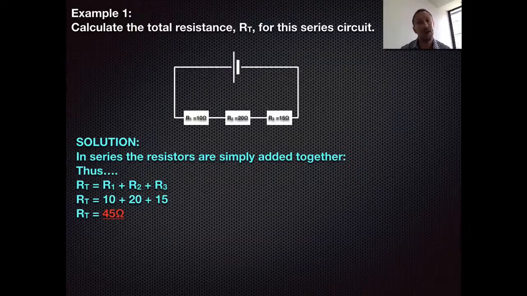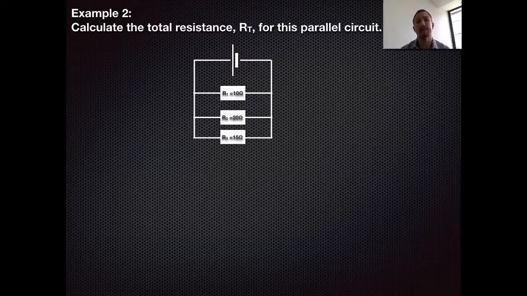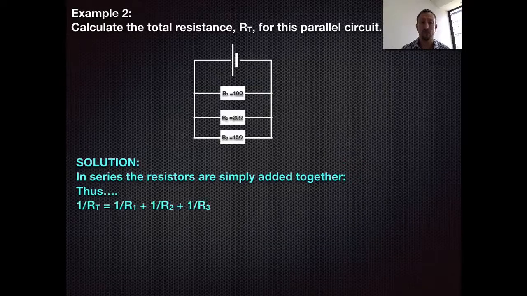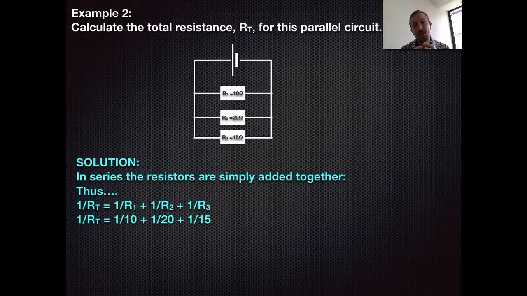So, how do we work on a parallel circuit? Well, let's look at this example. In this case, we want to work out the total resistance RT for a parallel circuit. So I've got the same resistors, but now they are in parallel. So we have to use the reciprocal rule. The reciprocal rule basically states that 1 over RT equals 1 over R1 plus 1 over R2 plus 1 over R3. So I get 1 over RT equals 1 over 10 plus 1 over 20 plus 1 over 15. If I combine together the right-hand side into one fraction, I get 1 over RT equals 13 over 60.